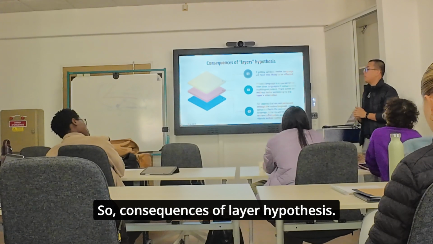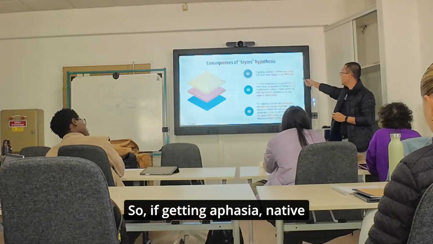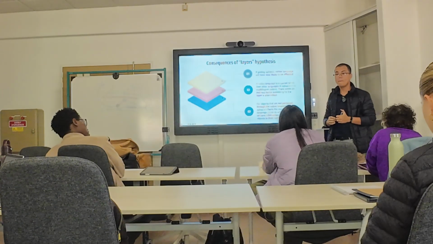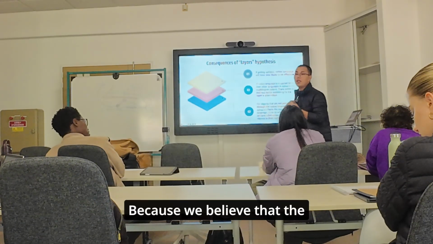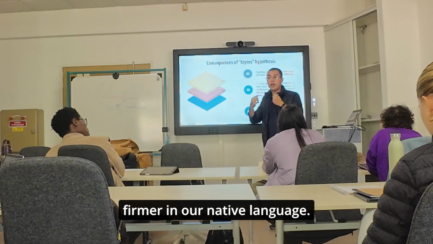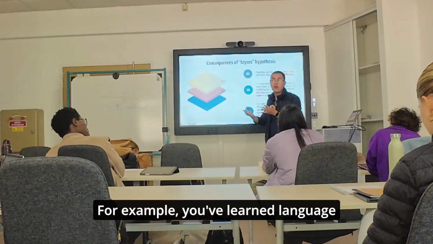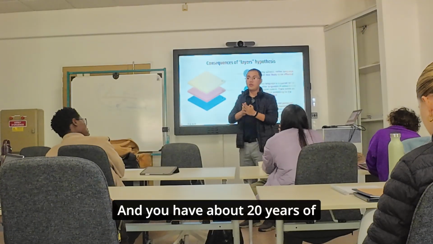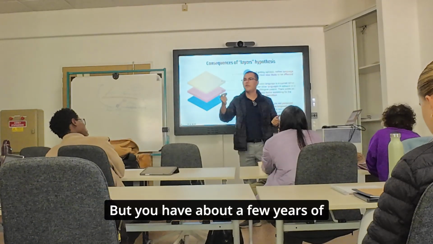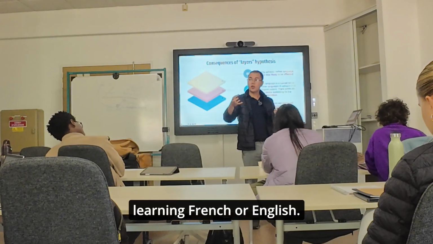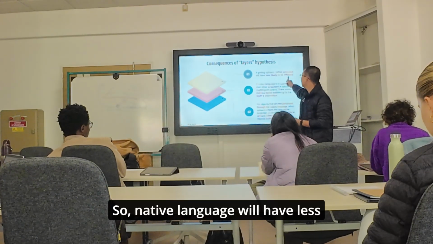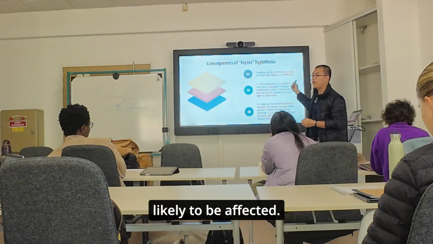So, consequence of the layer hypothesis. If getting aphasia, the native language will be less likely to be affected. Why? Because we believe that the connection is building firmer and firmer in our native language. For example, you learn your native language from when you were born and have about 20 years of learning it, but you have only a few years of learning French or English. So the connection in your native language is firmer, so the native language will be less likely to be affected.